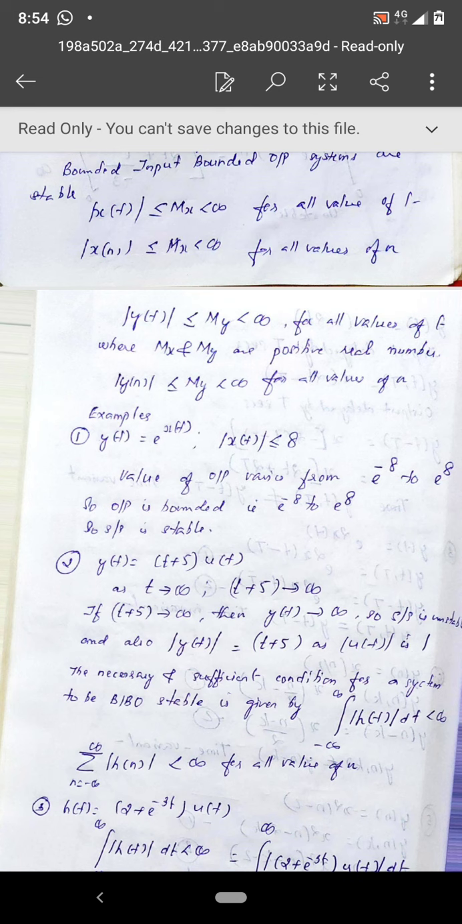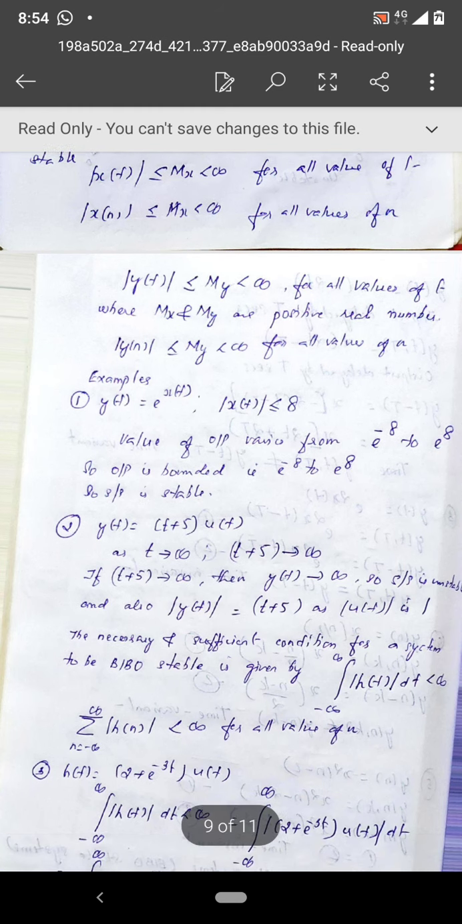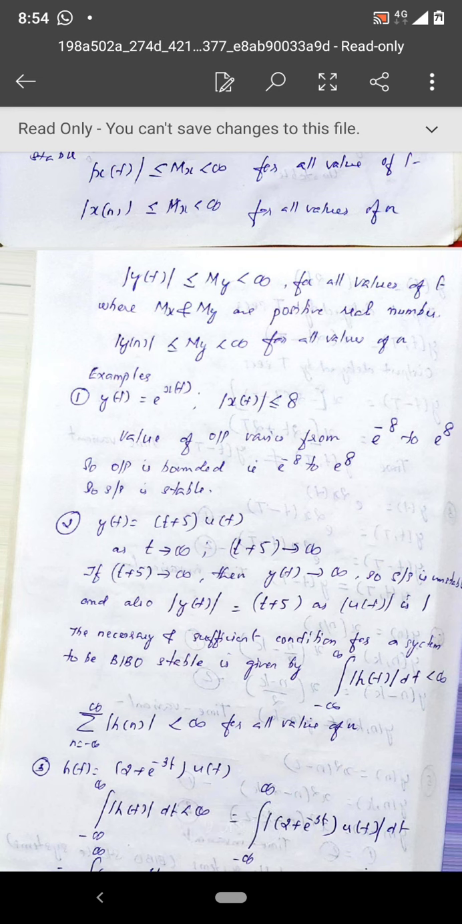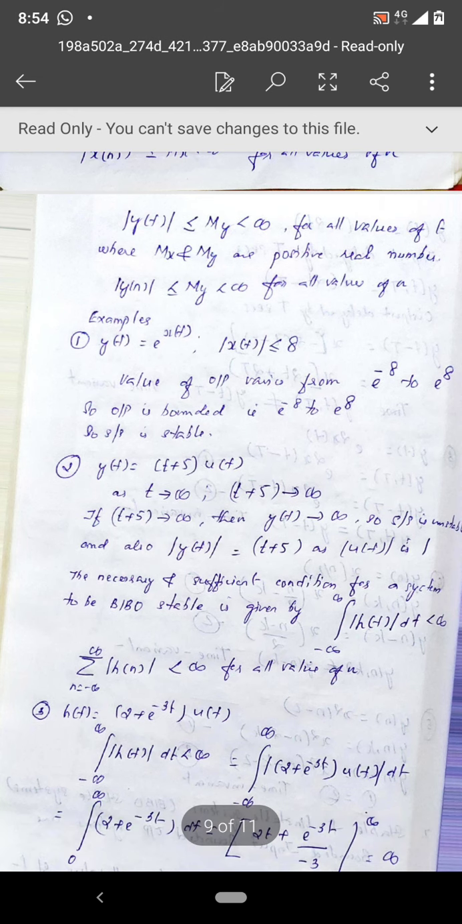So you can see that your input is bounded. The maximum magnitude of the input is 8. When you apply it, e raised to 8, your output is bounded. You get a number which is less than infinity. So such a system is a stable system. That is most important: you should apply a bounded input to the system. And when you apply a bounded input to the system, if the magnitude of output is bounded, or a value less than infinity, such a system is stable.